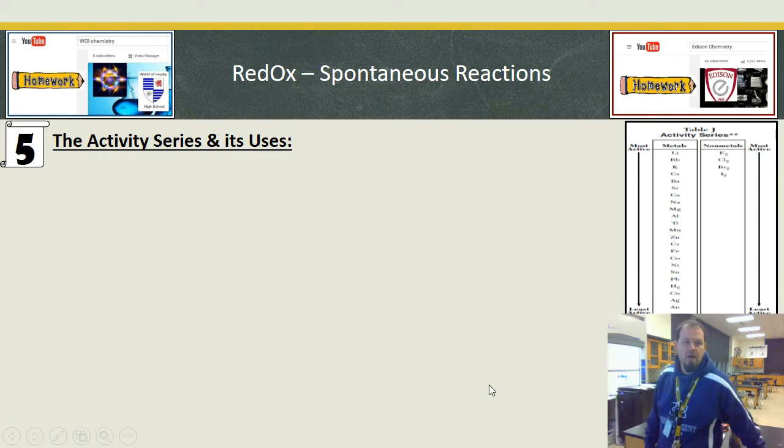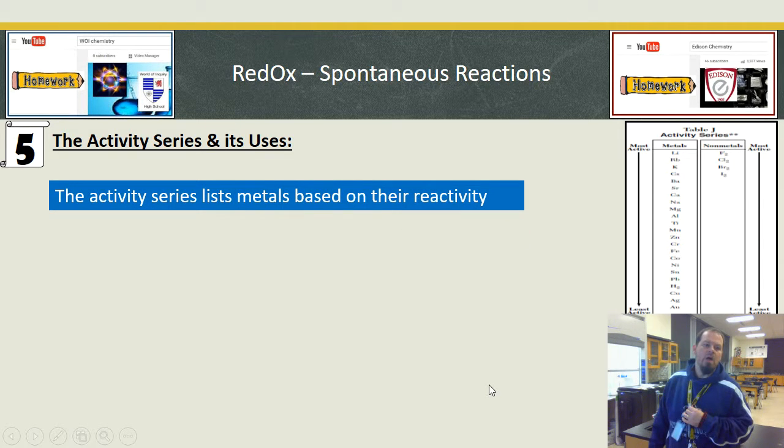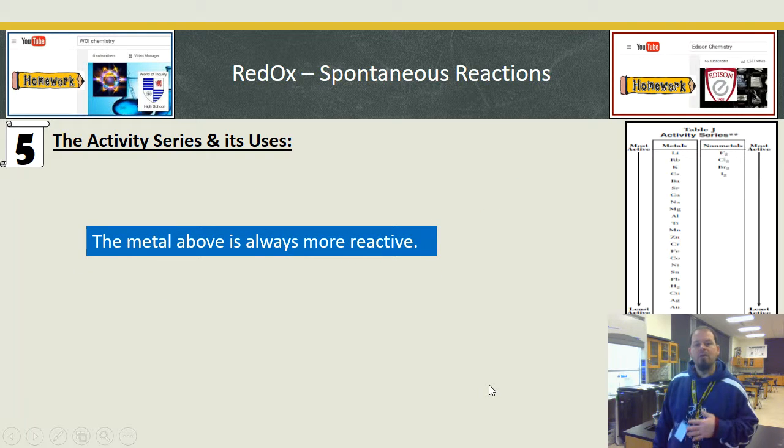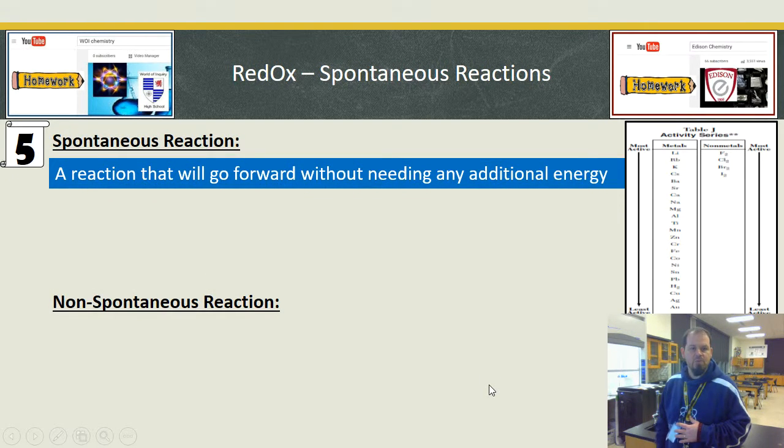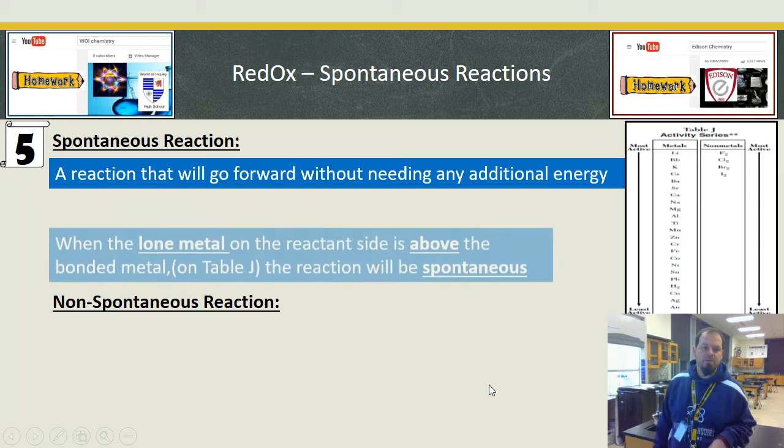Okay, so activity series, we've used this table J in the past before. It lists a bunch of metals based on their reactivity. The metal above is the most reactive, and if we know that, then we can predict if a reaction will be spontaneous or not. So a spontaneous reaction will go forward without needing any energy. That is just the definition of what it is, and then we use table J to figure it out.